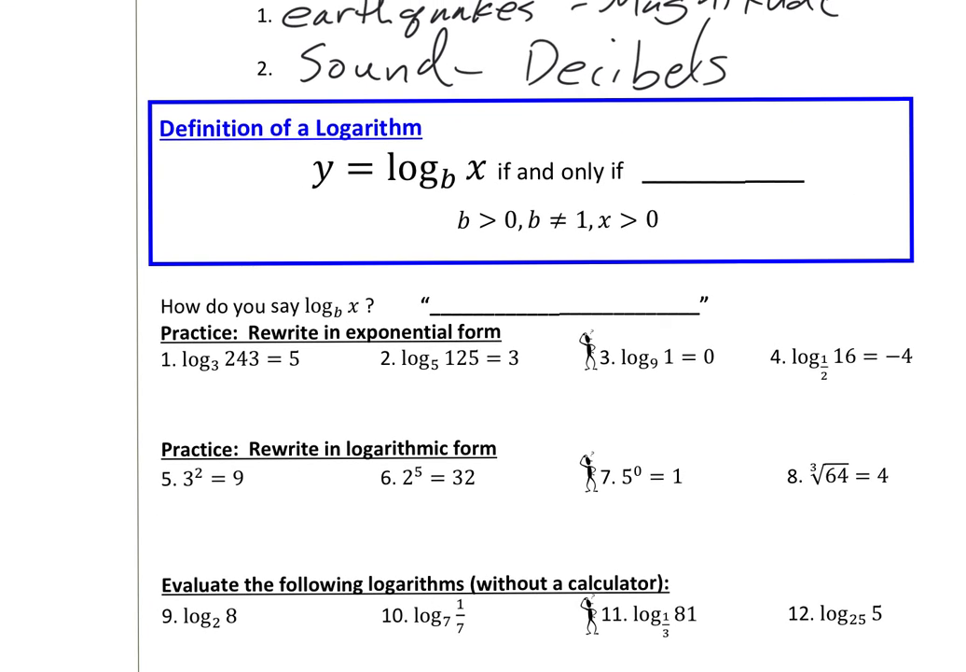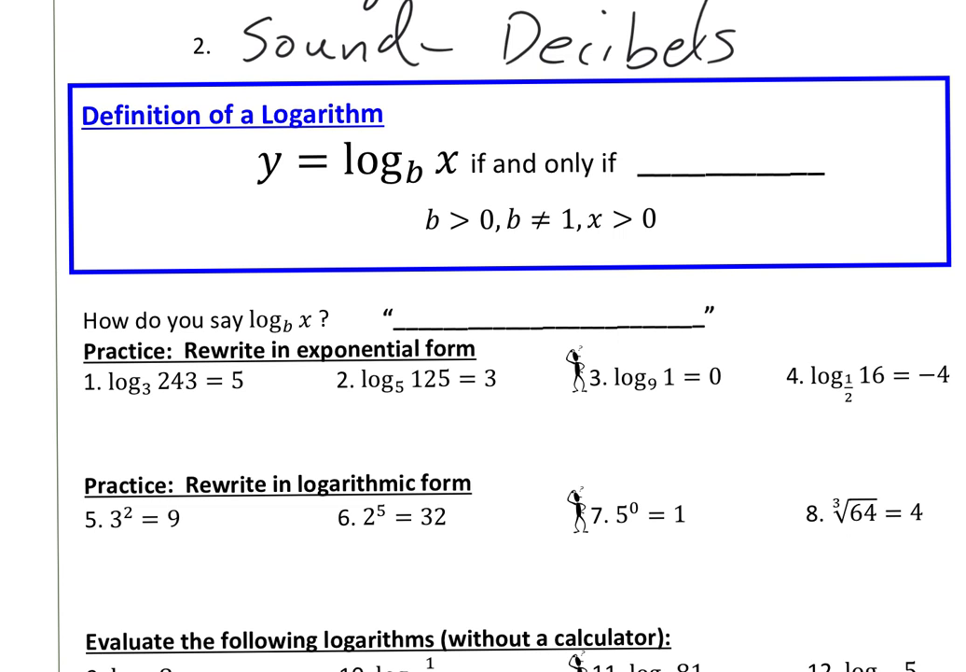All right, what is a logarithm? Well, y equals log base b of x. That's how you say this. This is log base b of x, if and only if b to the power of y equals x.